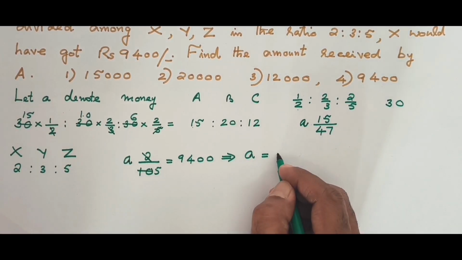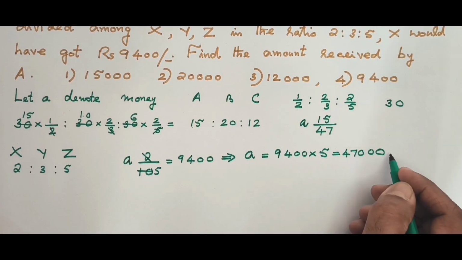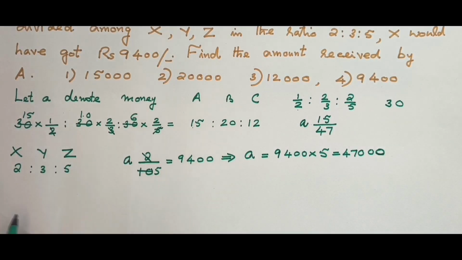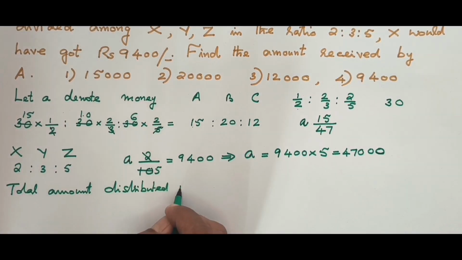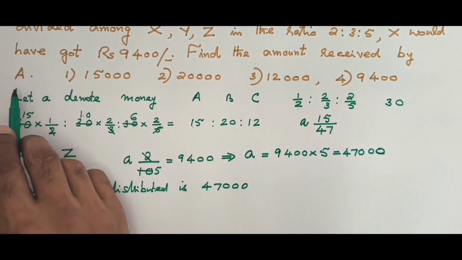Here it is division. So on the right it becomes multiplication. You get 47,000 as A. And A is the total amount. So the total amount distributed is 47,000.